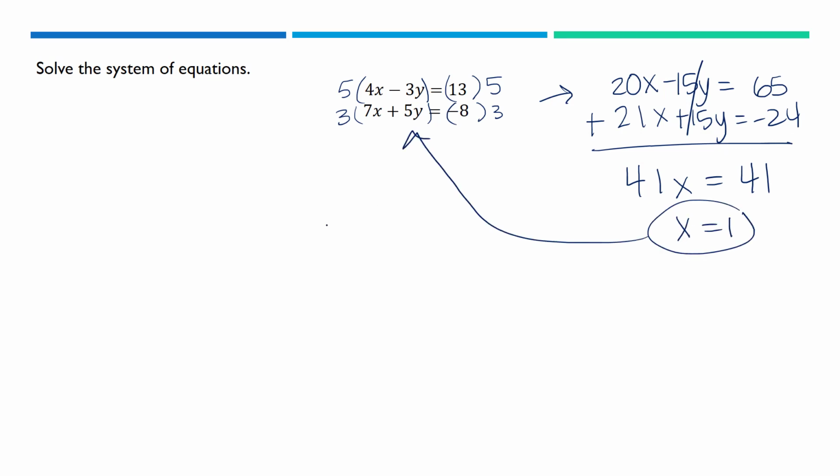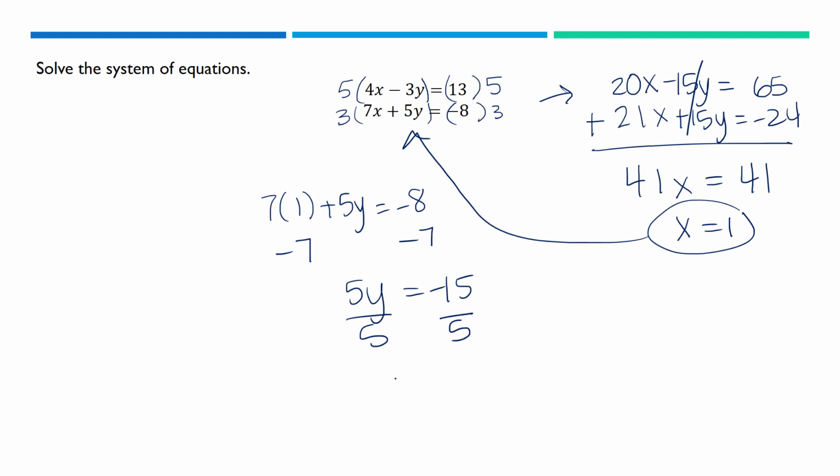We'll plug it back in to get y. 7 times 1 plus 5y is negative 8 was my original equation. If I subtract 7, 5y is negative 15, or y is negative 3. I'll leave the check to you. What's important to notice in this example, we had to multiply both equations by something in order to have a coefficient that would cause one of the variables to be eliminated when we add.